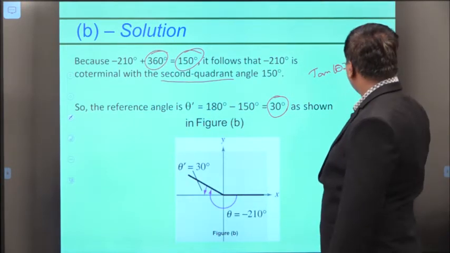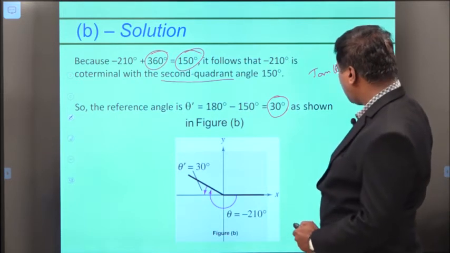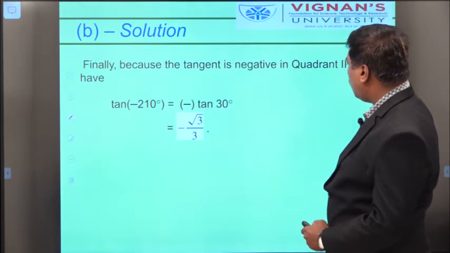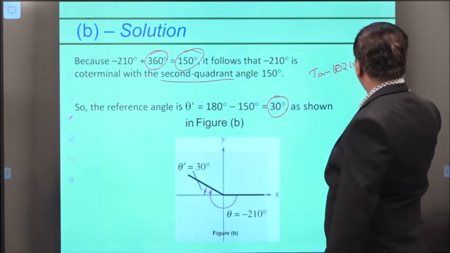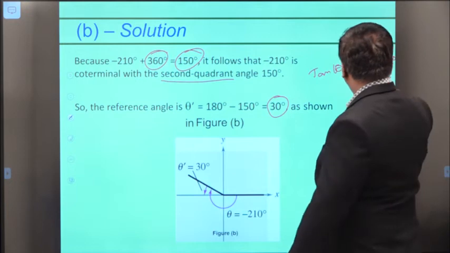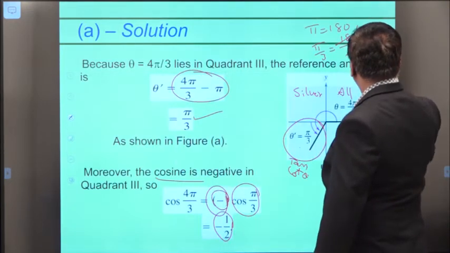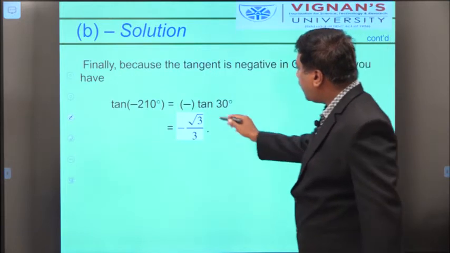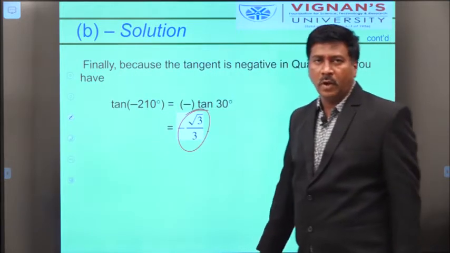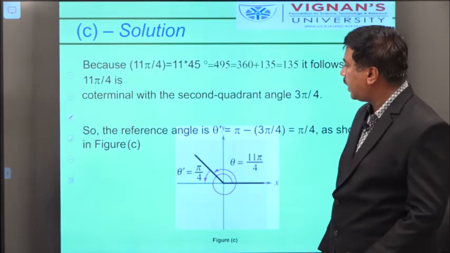So tan 30 value is 1 by root 3, so this is equal to minus 1 by root 3. That means we have to multiply and divide with root 3, then automatically you will get this value to be minus root 3 by 3. Likewise, you have to evaluate tan of minus 210 degrees.